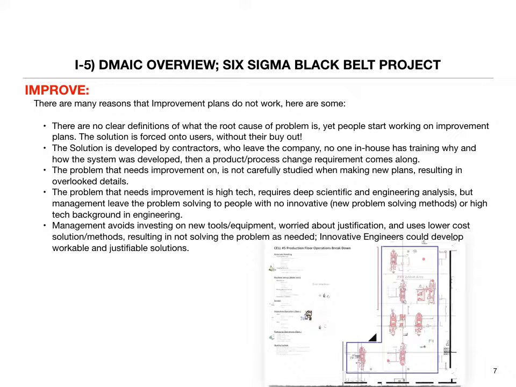Another problem is that the problem that needs improvement is high tech, requires deep scientific and engineering analysis, but management leaves the problem solving to people with no innovative new problem solving methods, experience, or high tech background in engineering. Another problem is that management avoids investing in new tools, equipment, worried about justification, and they use the lower cost solution methods, resulting in not solving the problem as needed. Innovative engineers could develop workable and justifiable solutions.